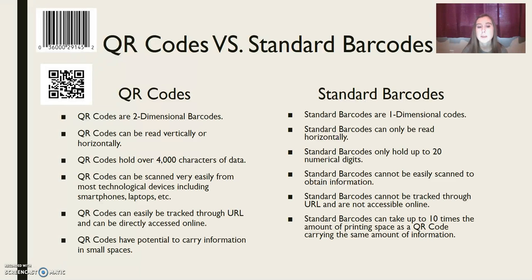QR codes can be scanned very easily from almost any technological device. You can use your tablet, a phone, a laptop, really anything with a camera can pick up and scan a QR code, and you cannot do this for a standard barcode. QR codes can also be easily tracked through their URL, and standard barcodes cannot be tracked through their URL.